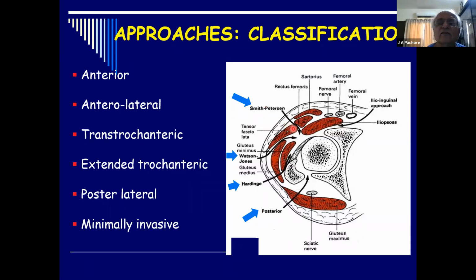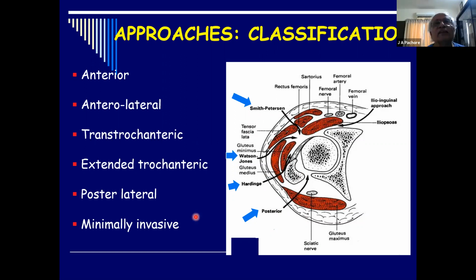It is an internervous plane. Okay, and the Watson-Jones approach was between the tensor fascia lata and the gluteus medius. So the medius is behind, and the tensor is in the front. So you reach the capsule there. And in the Harding approach, you actually cut part of the gluteus medius, and that's why a lot of people feel that, we will come to why there is a disadvantage of this Harding approach. And in the posterior approach, we split the gluteus maximus and we enter from behind. So that is roughly the way of the approaches.